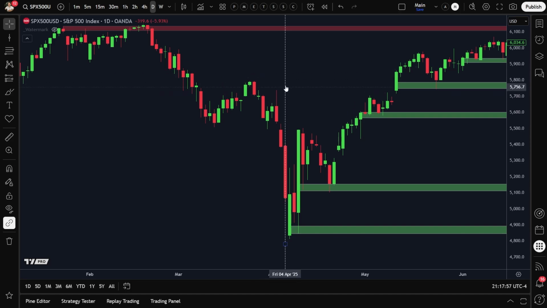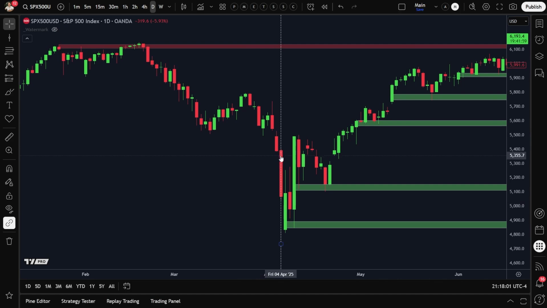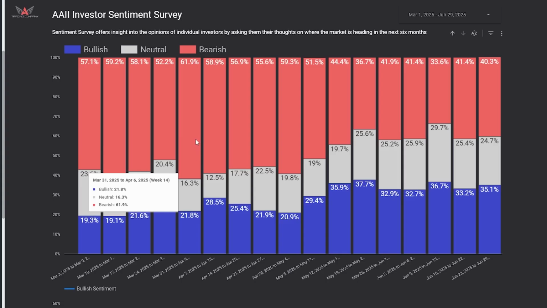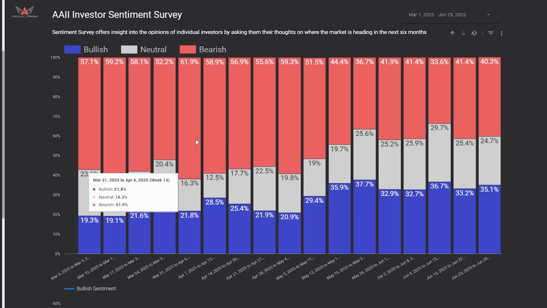The white vertical dashed line is showing a general area of where the market sentiment survey was showing us that the crowd sentiment was incredibly pessimistic. Let's go back and take a look at those numbers one more time. During the peak bearishness between March 31st and April 6th, we saw 21.8% of respondents saying they were bullish on the market, 16.3% saying they were neutral, and a whopping 61.9% saying they had a bearish outlook on the stock market.